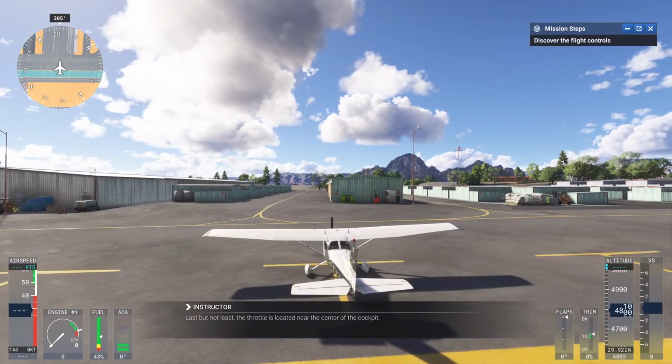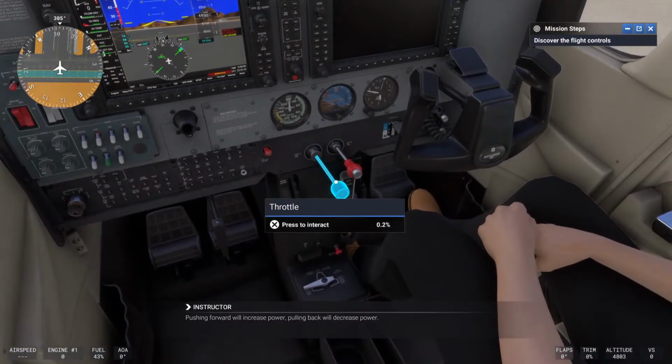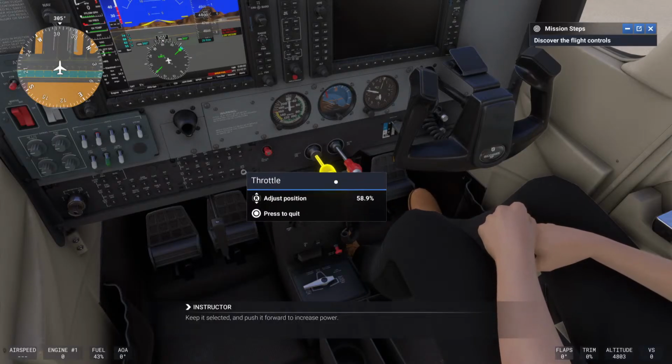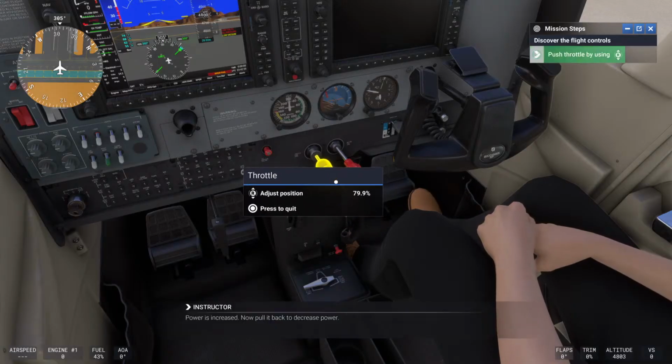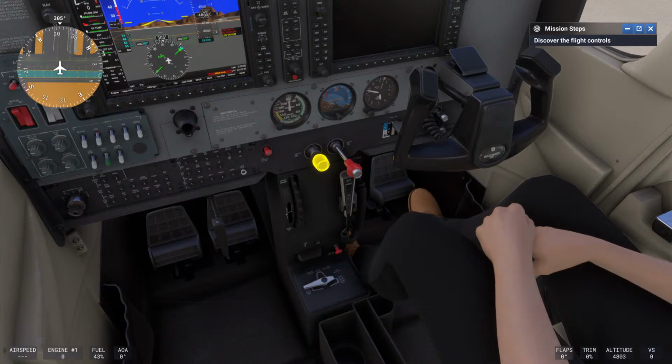Last but not least, the throttle is located near the center of the cockpit. Pushing forward will increase power, pulling back will decrease power. First, look at the throttle and select it. Keep it selected and push it forward to increase power. Power is increased. Now pull it back to decrease power.